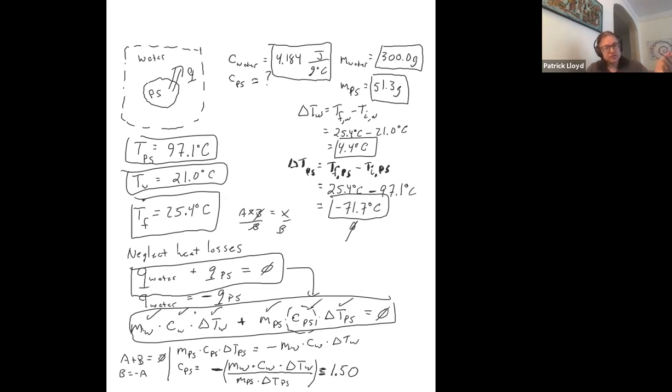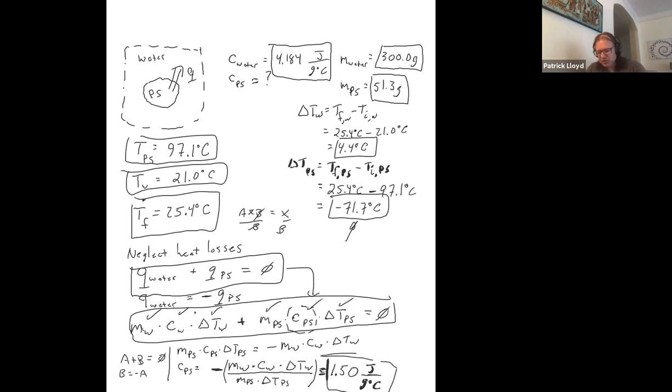Going through the dimensional analysis, the masses are going to have the same units, so those units will cancel. The change in temperature will have the same units on top and bottom, so those will cancel. So whatever your units are for the specific heat of water, you're going to get the same units for the specific heat of the polystyrene. And there we go.